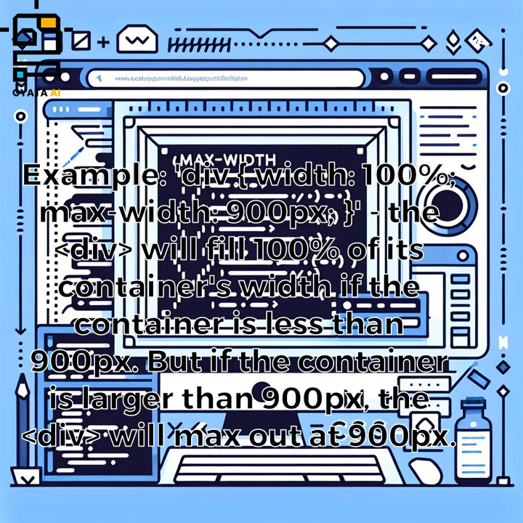Example: div { width: 100%; max-width: 900px; }. The div will fill 100% of its container's width if the container is less than 900 px. But if the container is larger than 900 px, the div will max out at 900 px.